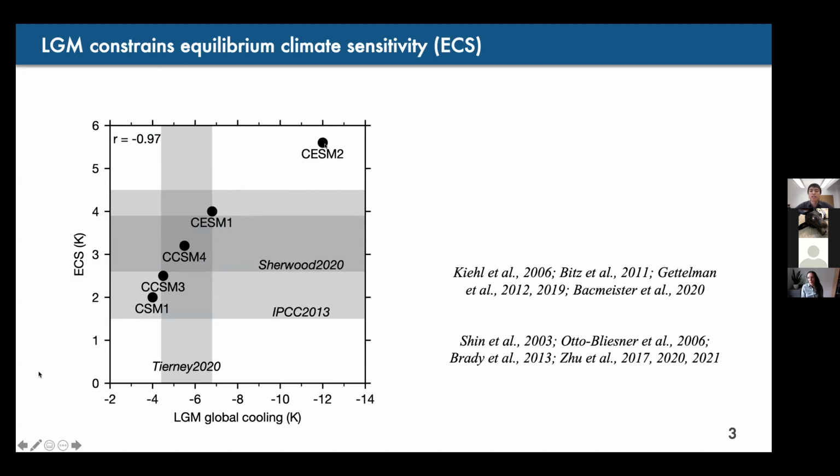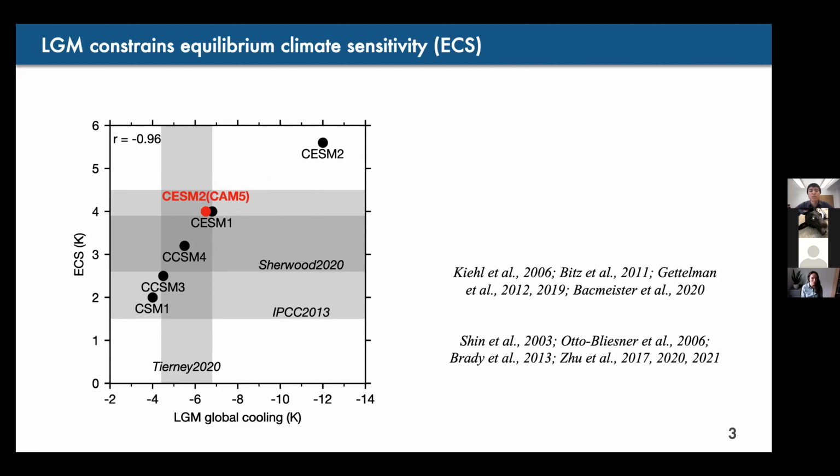So in the case of CSM2, we see that the ECS is higher than 5, and the simulated LGM global cooling is close to 12 degrees C, which is clearly outside the proxy suggested range, the Tierney et al. estimation here. That made us conclude that the high ECS of CSM2 is very likely to be unrealistic.